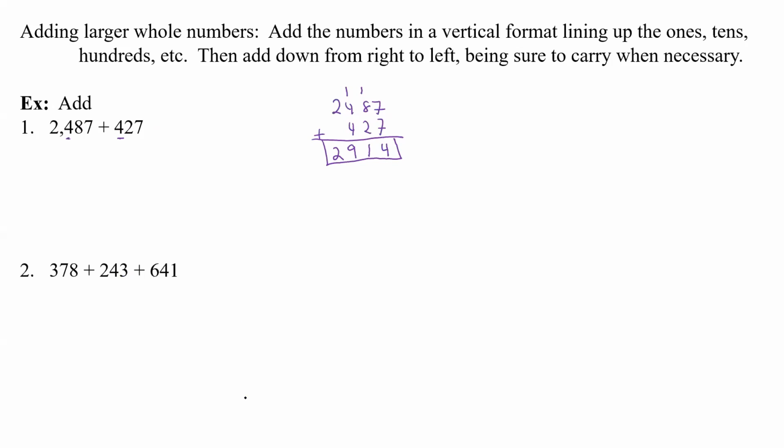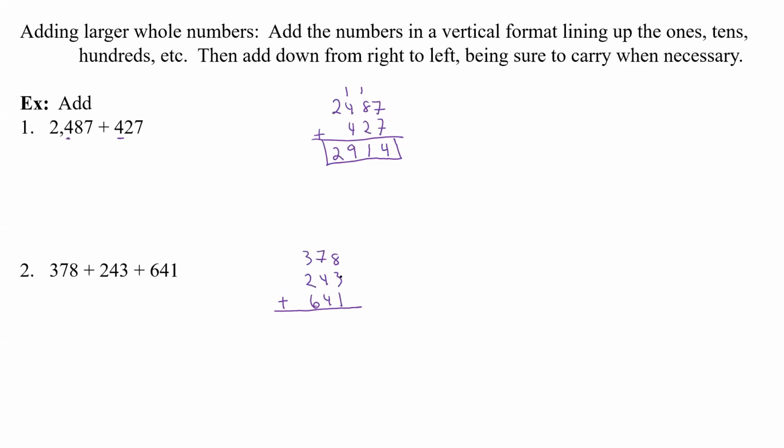Okay. Now, it works the same way if we have 3 numbers. We just have to line up 3 in a row in a vertical format. So we have 3,782, 4,3, and 6,41. We're just writing in vertical format, and we're going to add those together. Again, we're going to start on the right column, add down, and carry when necessary, and then find out what our final solution will be.